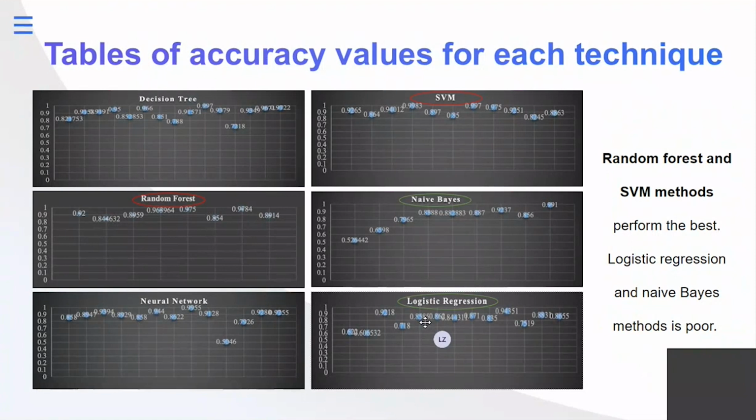This is the table of accuracy values for each technique. Although accuracy is the most commonly used metric, if the sample is severely unbalanced, for example 90% positive and 10% negative, the accuracy will be misleading, because accuracy is determined based on the number of correct predictions as a percentage of the total sample. According to the table, the random forest and the SVM methods perform best, and the logistic regression and naive Bayes performance is poor.